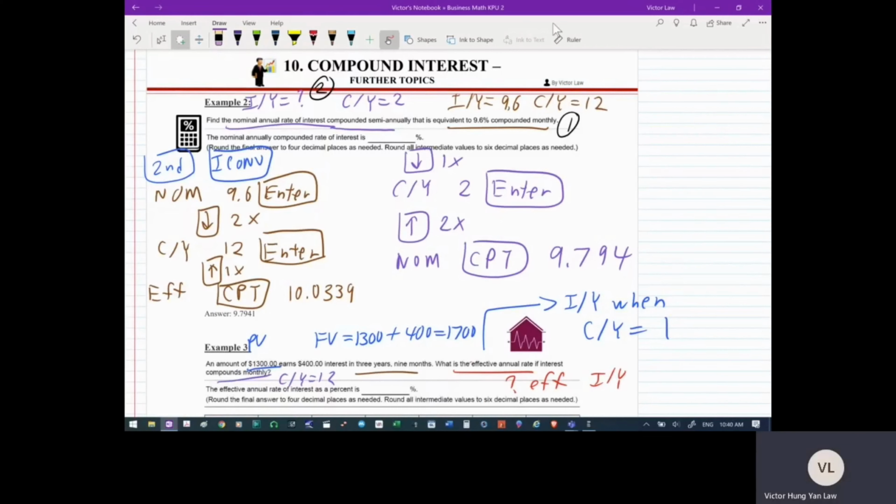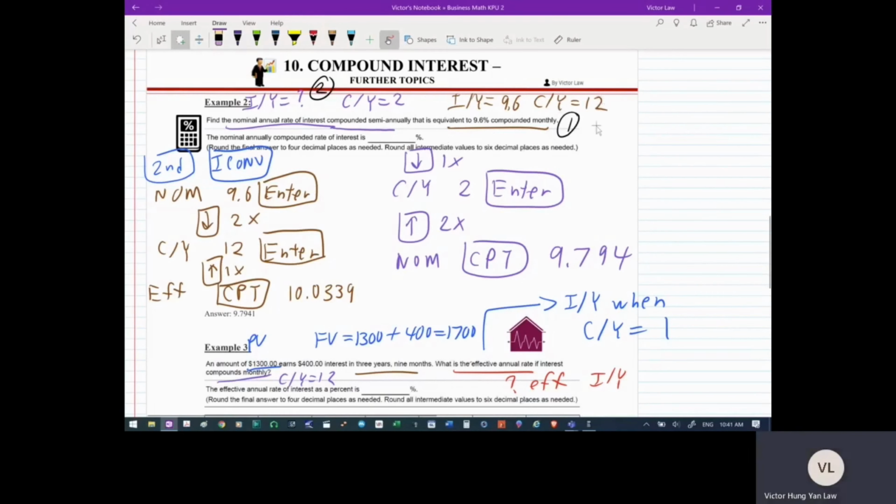Example 2: find the nominal annual rate of interest compounded semi-annually that is equivalent to 9.6% compounded monthly. In this question, we're given two interest rates, one of which is given to us, and the other one we need to solve for. We're given 9.6% compounded monthly. So the nominal interest rate is 9.6%, compounded monthly. So IY is 9.6, and then CY is 12.